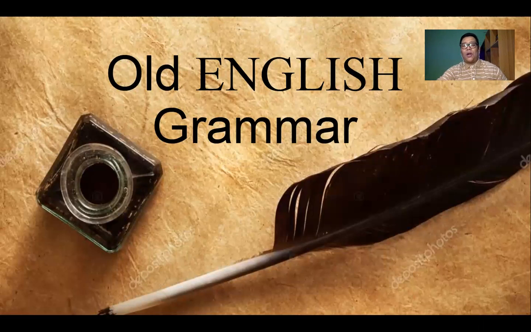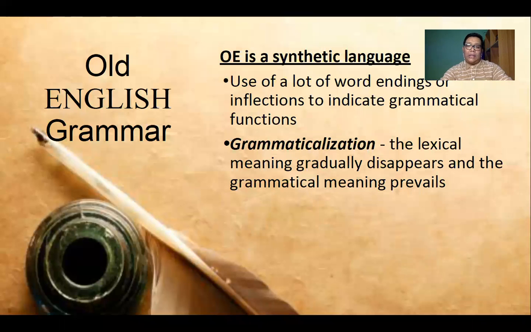Okay? So aside from the fact that there have been changes in terms of phonology or sounds in Old English, we also have changes in terms of Old English grammar. So that is why it's very important to discuss Old English grammar. Old English, I believe, and it's said by different literature, is a synthetic language. There has been a use of a lot of word endings or inflections to indicate grammatical functions. Now, this is one determining feature of Old English: inflections. Okay, inflections really help a lot in indicating grammatical functions of words.